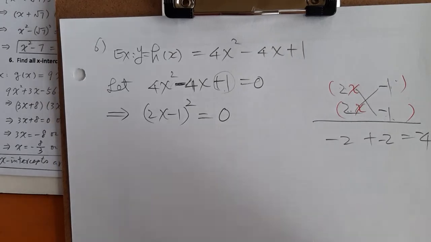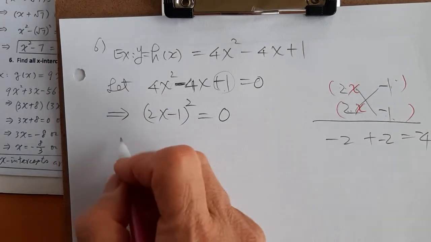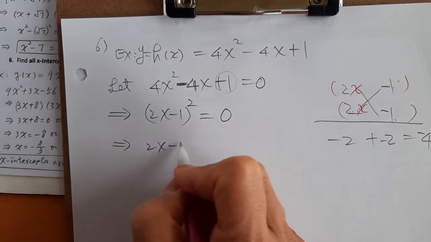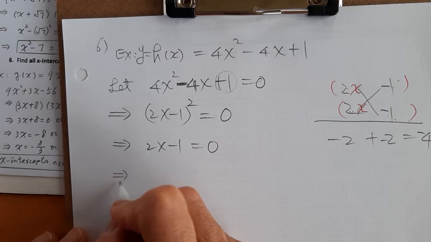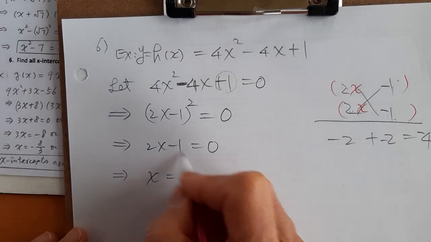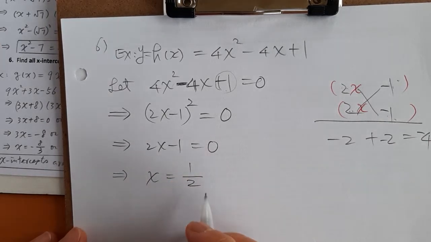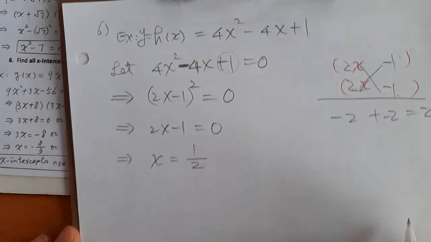Then 2x minus 1 needs to be 0, since the square is 0. Solve for x: move the 1 over, divide by 2. So x equals 1 over 2.